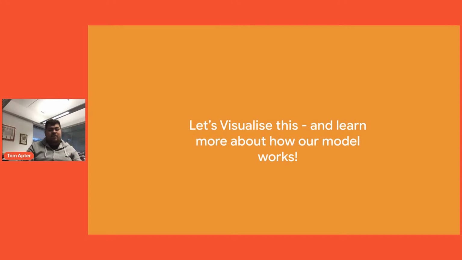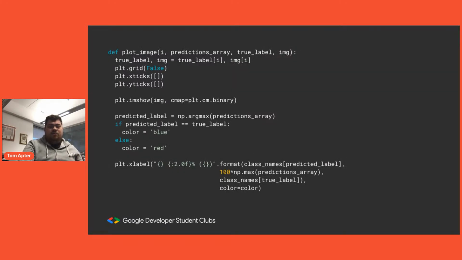Let's visualize this, because as fun as numbers are, pretty colored graphs are much nicer. So I'm going to leave these next few slides up for a bit, because as you're about to see, these are helper methods for later. This is a function called plot image, and essentially what it's going to do is at a later date we're going to show an image, and then in either blue or red we're going to say whether its label was correct or not. And so yeah, this is some pretty hefty code.